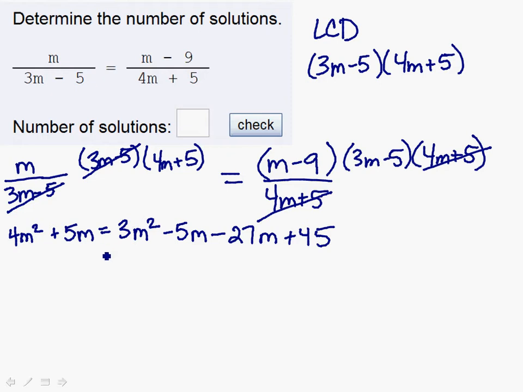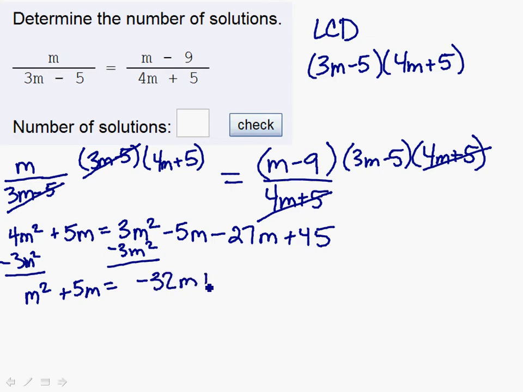Now I notice that there are two m squareds, one on each side. I have two terms that have m squared, so I'm going to move my terms to the other side. I'm going to subtract this 3m squared from both sides. So I end up with m squared plus 5m equals, on this side if I combine like terms, negative 5 and negative 27 is negative 32m plus 45.